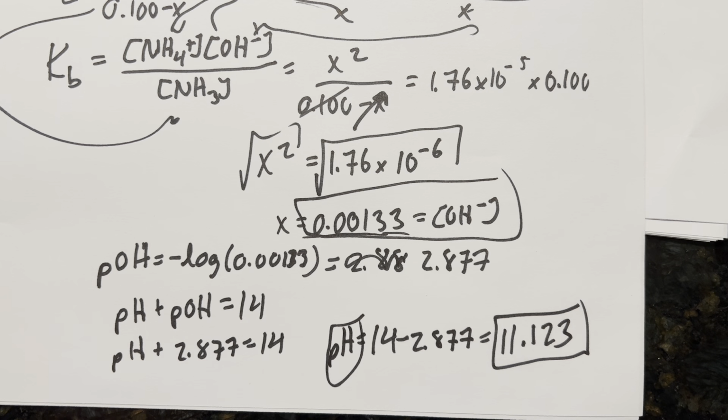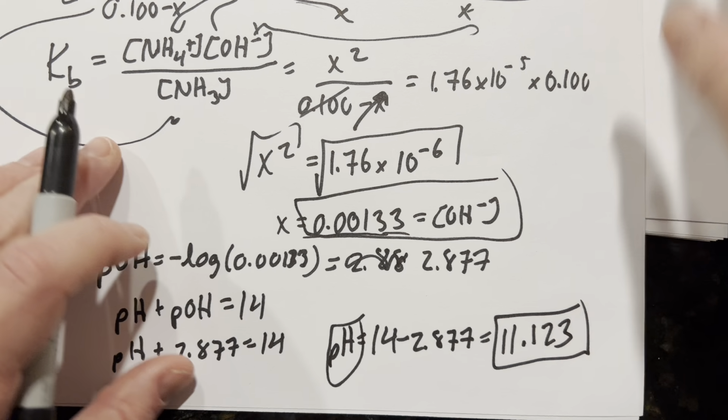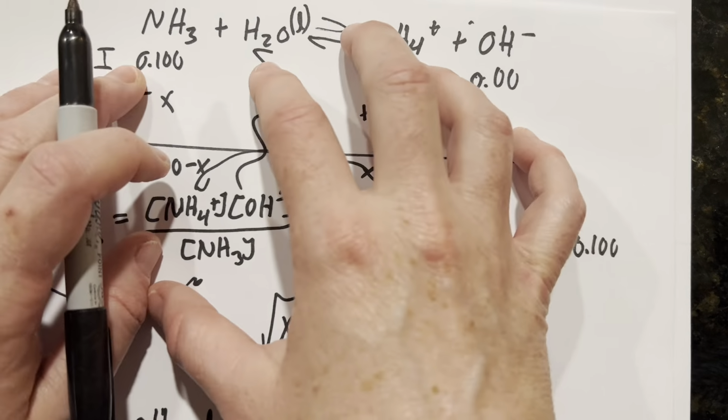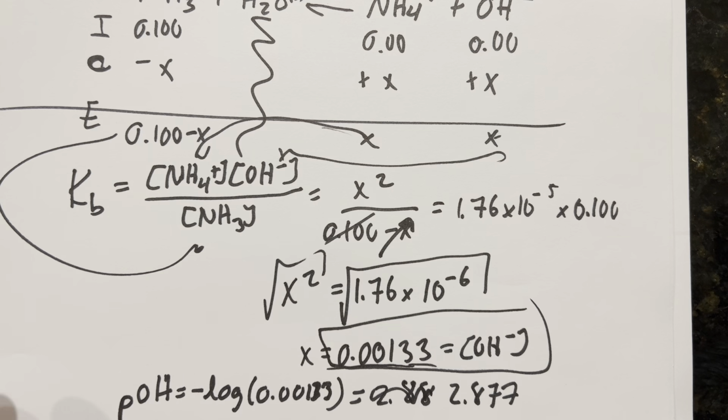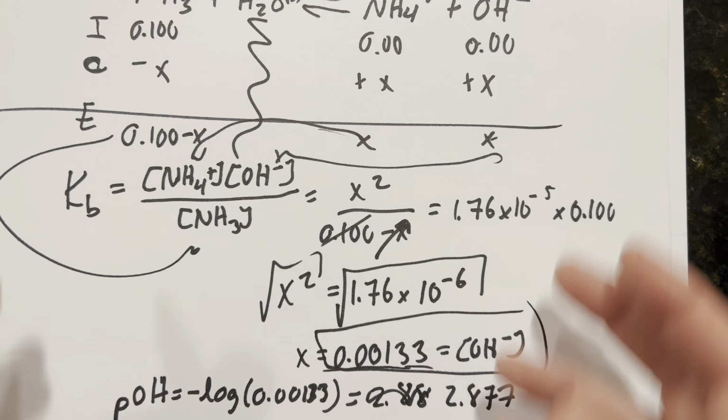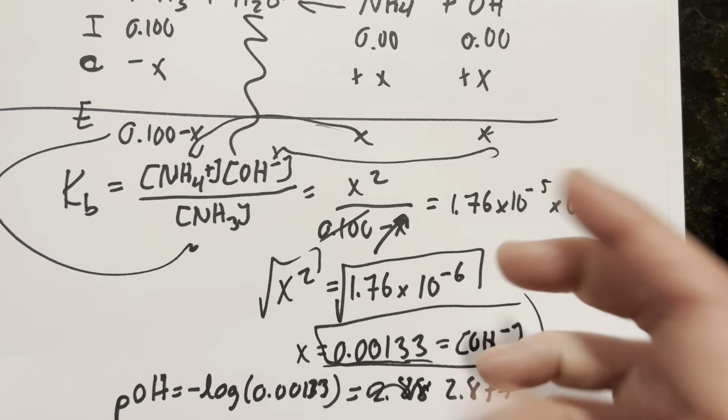All right, so hopefully you're kind of seeing that there's some similarities between the weak acids and the weak bases, right? We set them up very similarly. The only difference is the weak acids we solved for H plus and then found the pH, and weak bases we solved for OH minus and then find the pH.